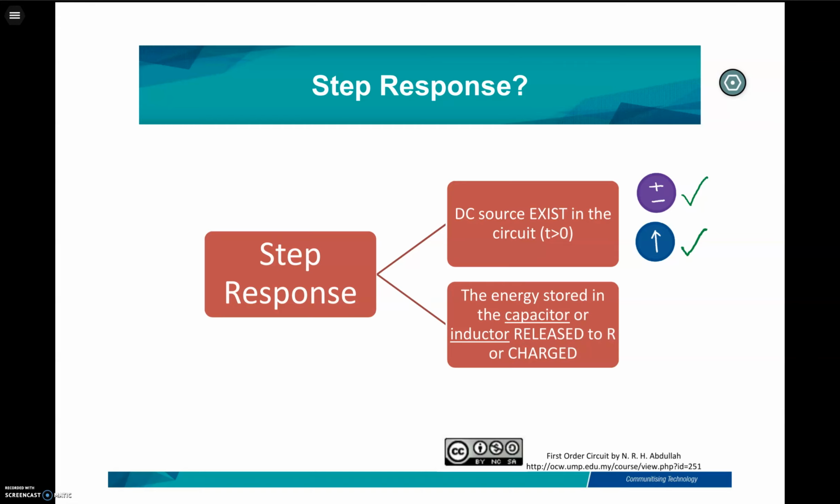In the previous topic, source free, the DC source does not exist in the circuit when t is more than 0. And then the energy stored in the capacitor or inductor is only released to R and not being charged.